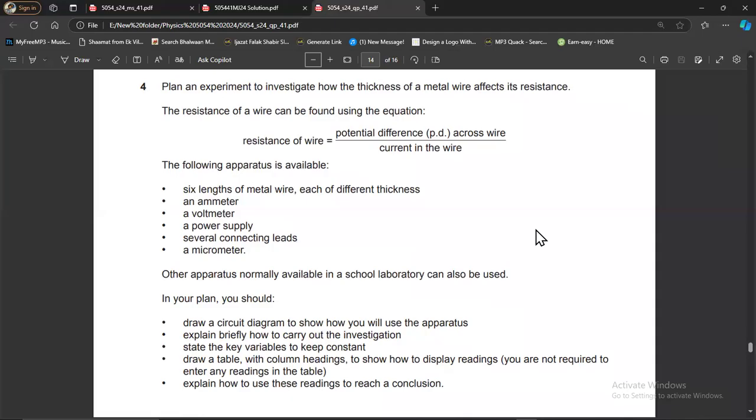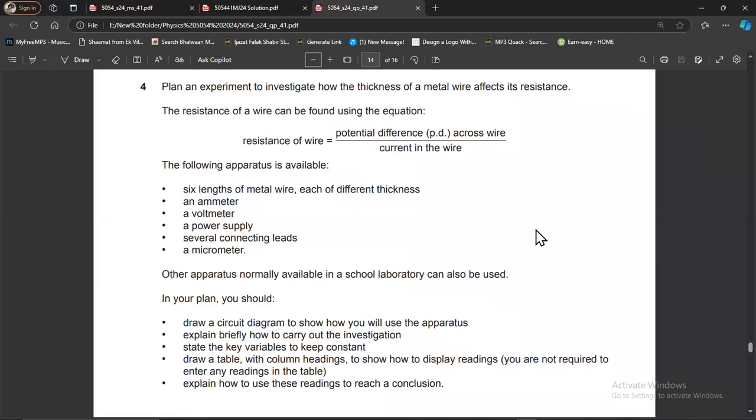I will note down the reading on the voltmeter and the reading on the ammeter. For that purpose, obviously, we will have drawn a table. In that table, we will note down the thickness of the wire, the reading on the voltmeter, and the reading on the ammeter. And we will write a formula for the resistance, that is voltage divided by the current. So for each case, we will note down the resistance.